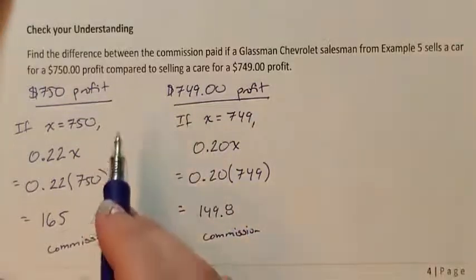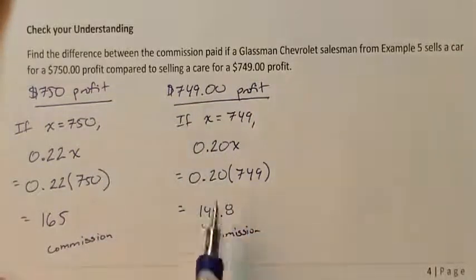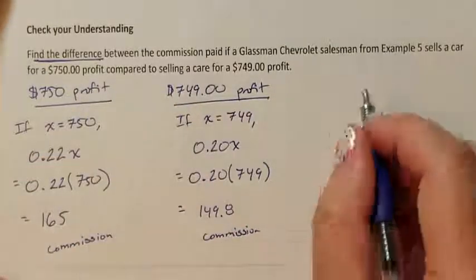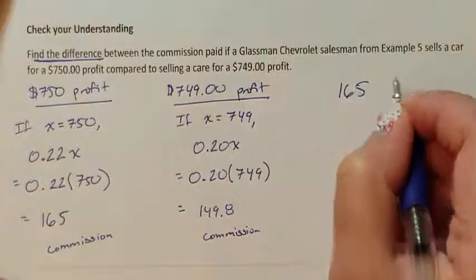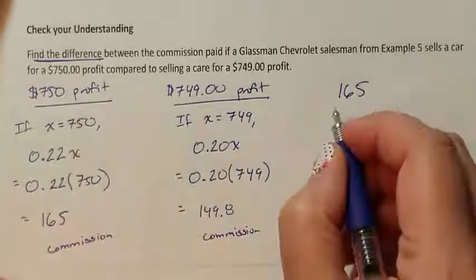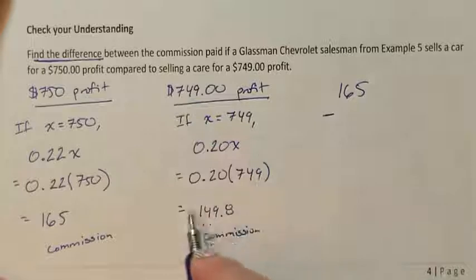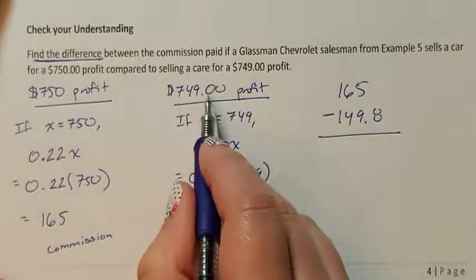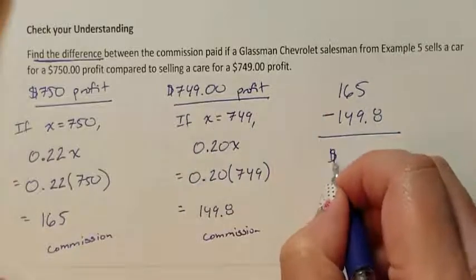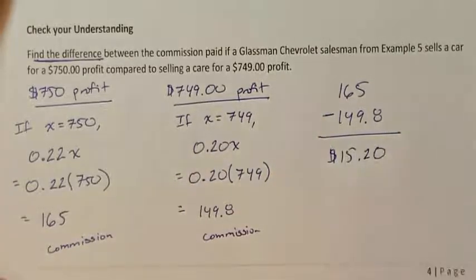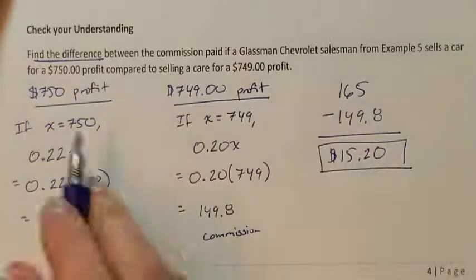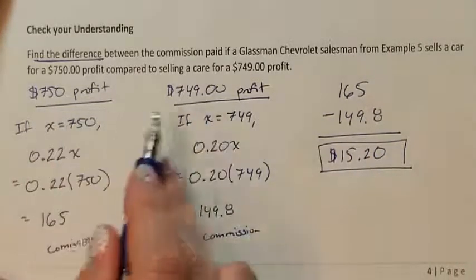Now, the question didn't ask what these were. The question said, find the difference. So if he made $165 selling it for $750, but only made $149.80 when he sold it for $749, the difference is a $15.20 difference. So this is how much difference he would get paid for a $1 difference in profit.